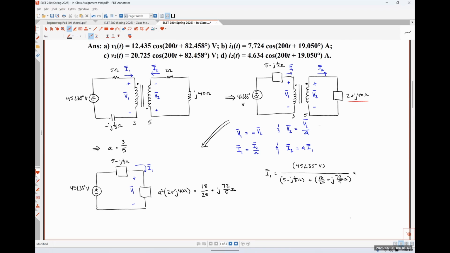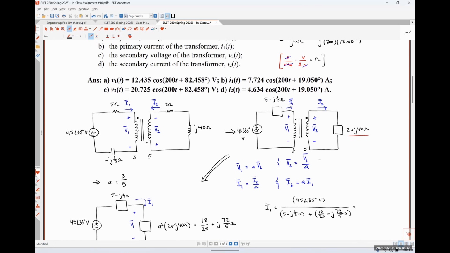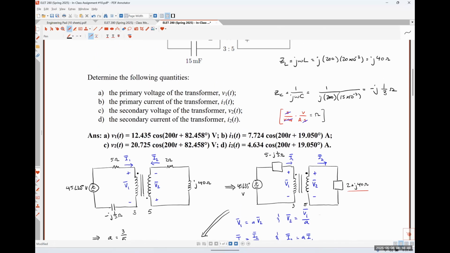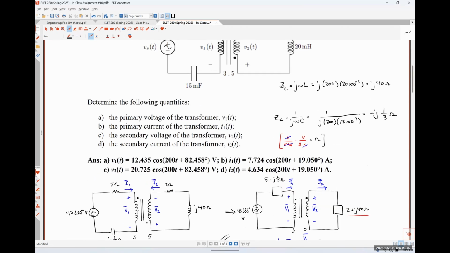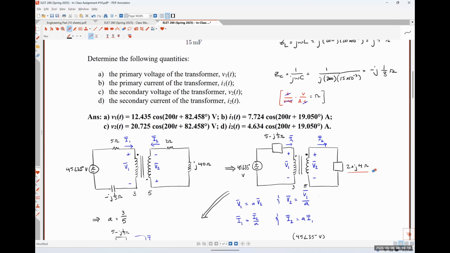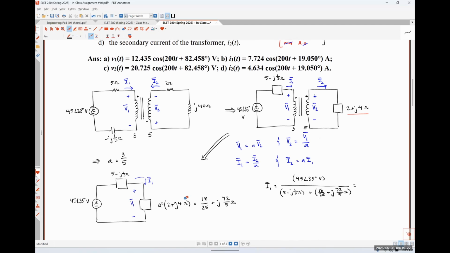And I got not the answer that I was expecting. Let me double check that J40 thing there. That seems kind of large to me. Yeah, sorry. I had an error. This shouldn't have been 40 ohms. This should have been 4 ohms. Yeah, that seemed large to me at the time, but I thought maybe I just set up a weird problem. But apparently that's not the case.